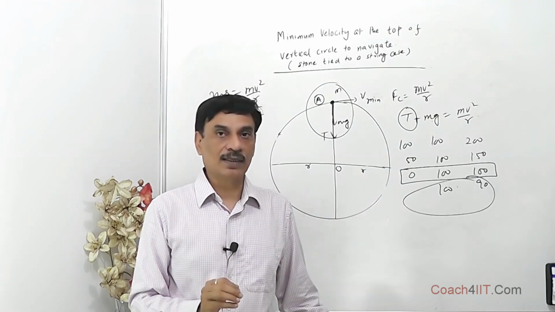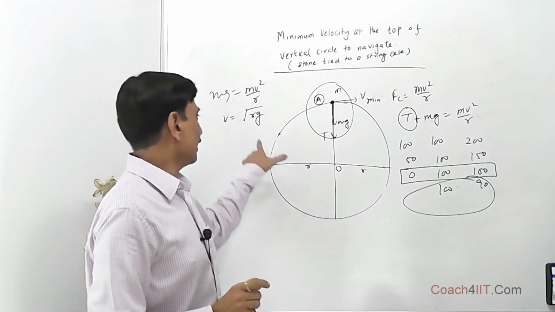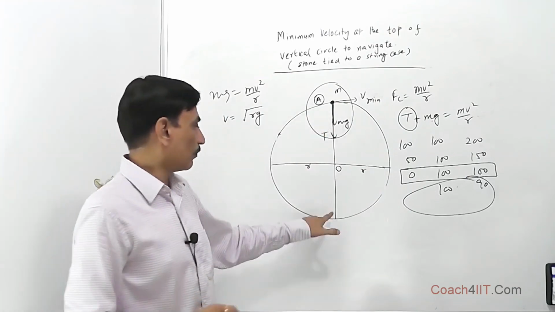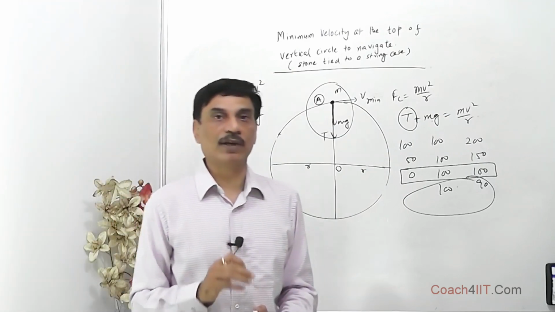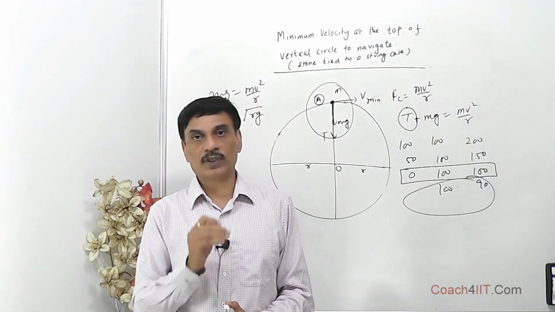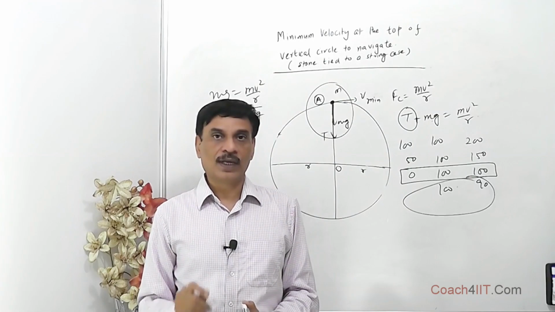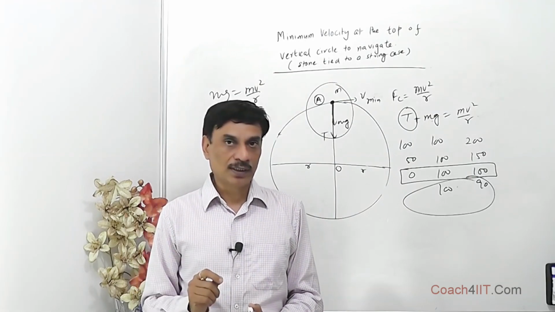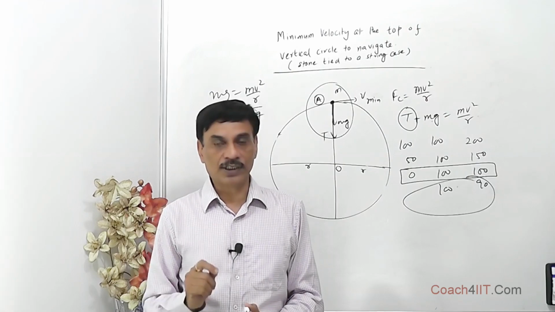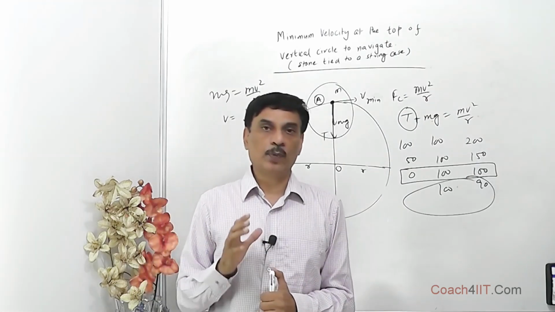So v is equal to under root rg is the minimum velocity for a body to move in a vertical circle of radius r, and this minimum velocity is only for the topmost point. It is not for this point, this point, or any other point. It is only that this should be the velocity at the topmost point of this stone which is tied to a string and being revolved in a vertical circle of radius r. Then if its velocity is under root rg, it is going to navigate the vertical circle.